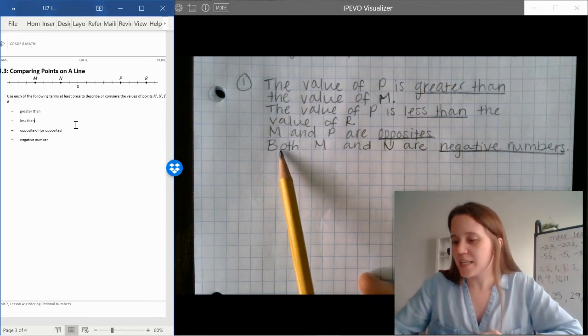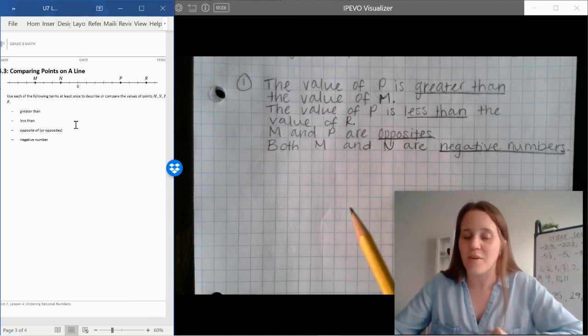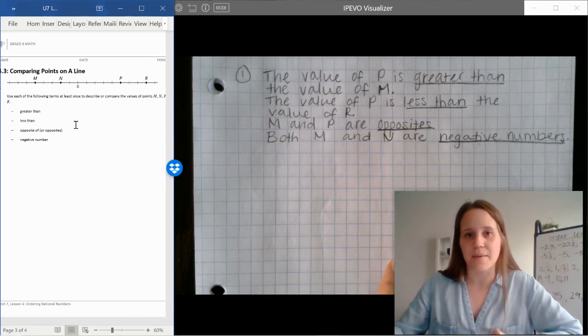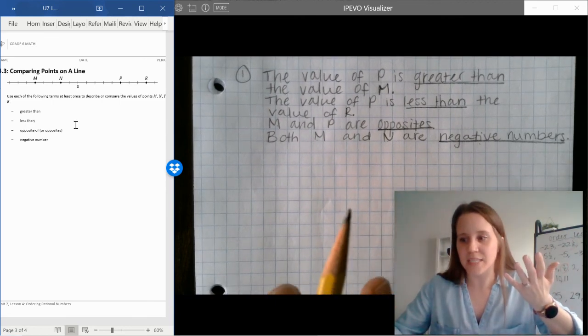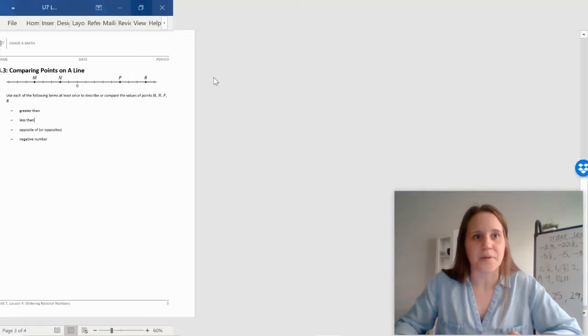Okay. And then my last thought, both M and N are negative numbers. You could have said N is negative. It's probably -2, although it's a little bit unclear what we're counting by. All right, folks, that's it. Let's go ahead and review our lesson summary.